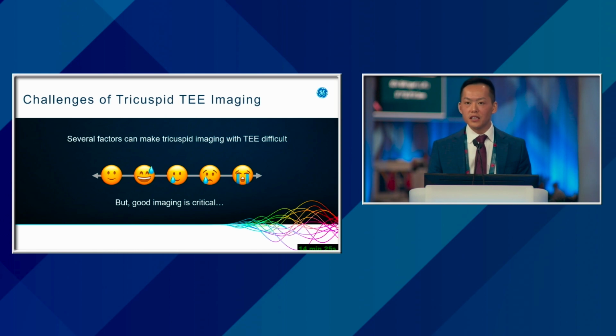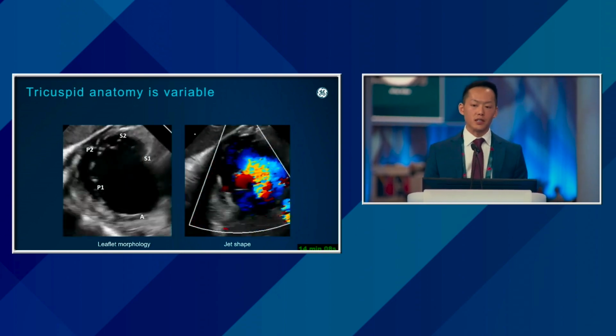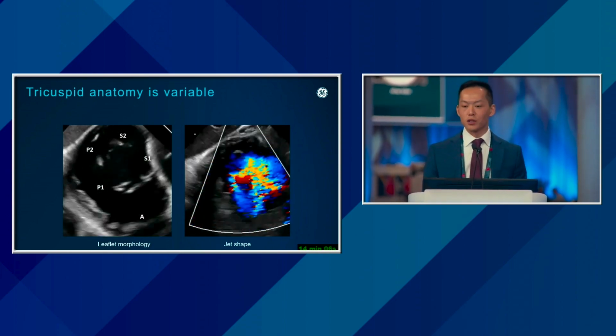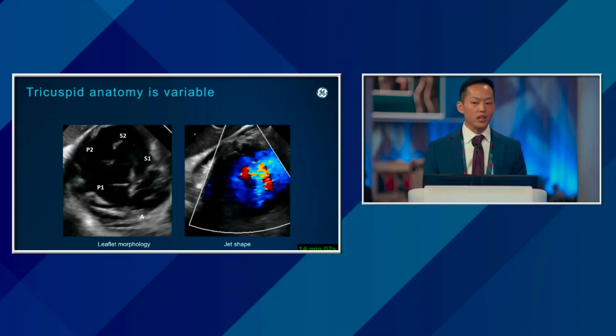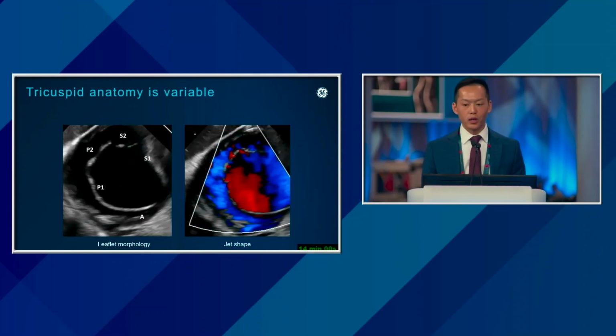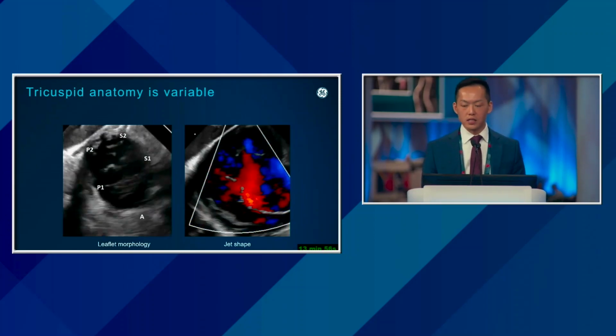So tricuspid TEE imaging, of course, can be super easy sometimes, and then sometimes it's just really, really horrible. There are a number of factors that drive the difficulty, but we all know that good imaging is really critical for both evaluation and, of course, for interventions. And why is that? Because the more we look at the tricuspid, the more we realize how variable and complex the anatomy is. We think of it as a 3-leaflet valve, but we've quickly learned that in many situations it's really not. 4, 5 leaflets in this situation.